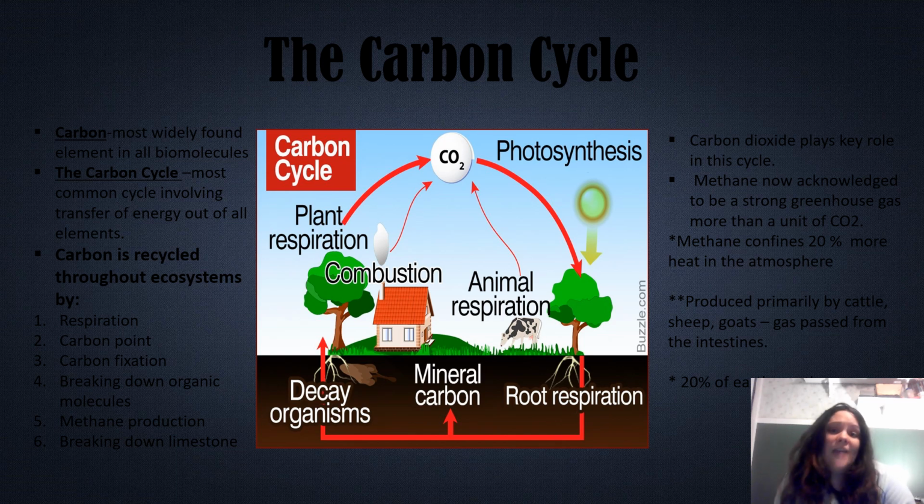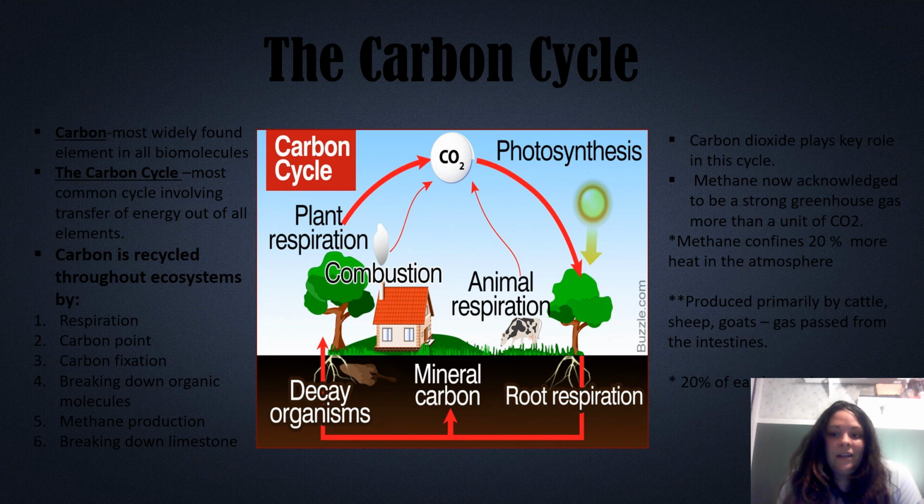Methane, which is now acknowledged to be a strong greenhouse gas, is more potent than CO2. Methane makes up more than 20% of the heat trapped in the atmosphere, which can be a problem because they believe it's causing the ozone to deplete, so that's kind of an issue.